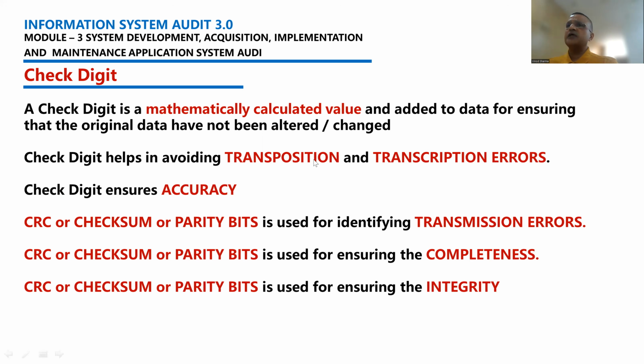Now, a transcription error is the error when you are typing the data. That means, again, you are making some errors. These errors can also be checked with the help of a check digit. Check digits basically ensure accuracy.